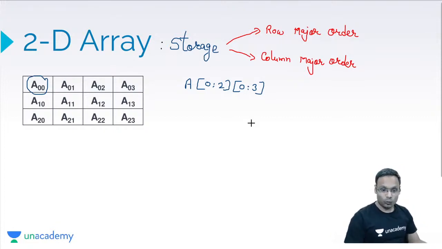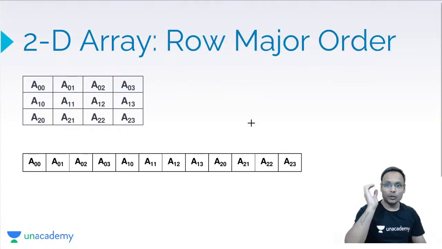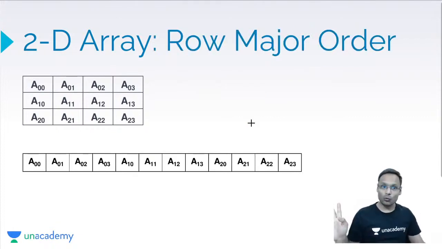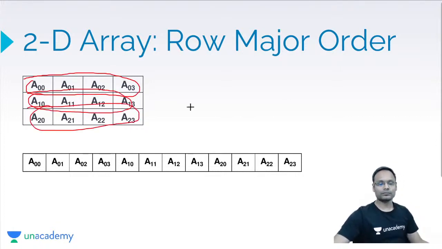Right? So we have two types of storage policies. One is row major order, one is column major order. Row major order says that you need to store the elements row wise. Means first of all you need to store the complete first row, then after that the next row, then the next row.